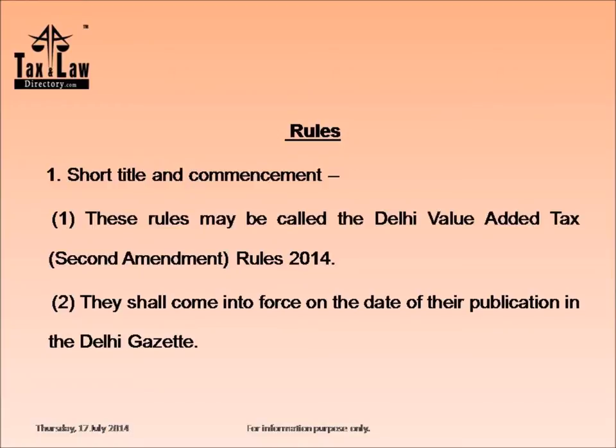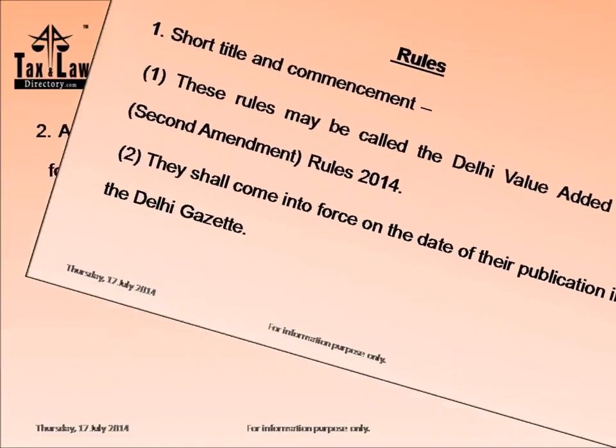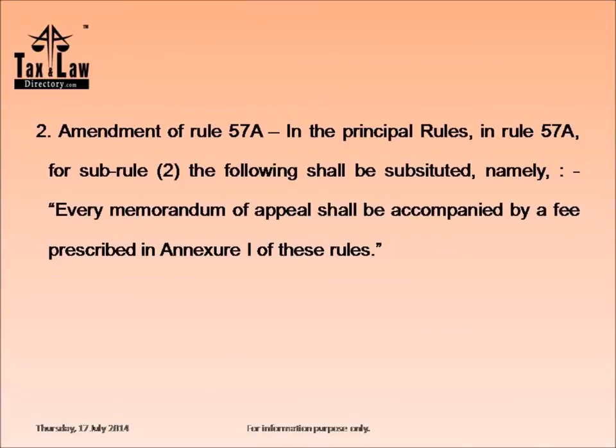Short title and commencement. These rules may be called the Value Added Tax Second Amendment Rules 2014. They shall come into force on the date of their publication in the Gazette. Amendment of Rule 57A. In the principal rules, in Rule 57A, for Subrule 2, the following shall be substituted, namely, every memorandum of appeal shall be accompanied by a fee prescribed in Annexure 1 of these rules.